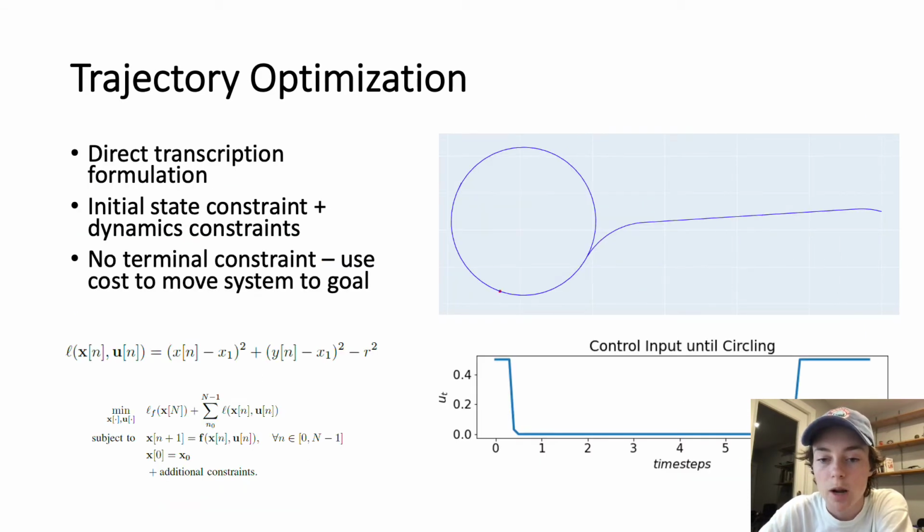Now that our Control Lyapunov function was functioning, it was desirable to perform a trajectory optimization for the same system. We chose a direct transcription formulation with an initial state constraint and dynamics constraints. Notably, there was no terminal constraint. Instead, we use a cost, as outlined here, to move the system to a goal, and you can see this happening on the left. Notably, this is a bang-off-bang controller, so it's either at the maximum, the negative of the maximum, or at 0.